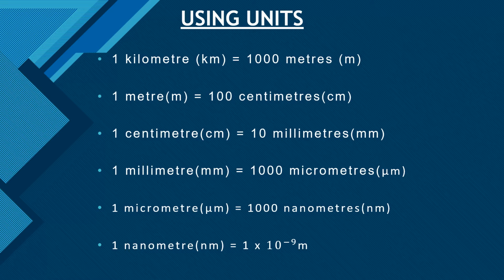1 kilometer is 1,000 meters, 1 meter is 100 centimeters. These should be fairly straightforward from the top. For these first 3, just make note of these 2 if you don't remember these.